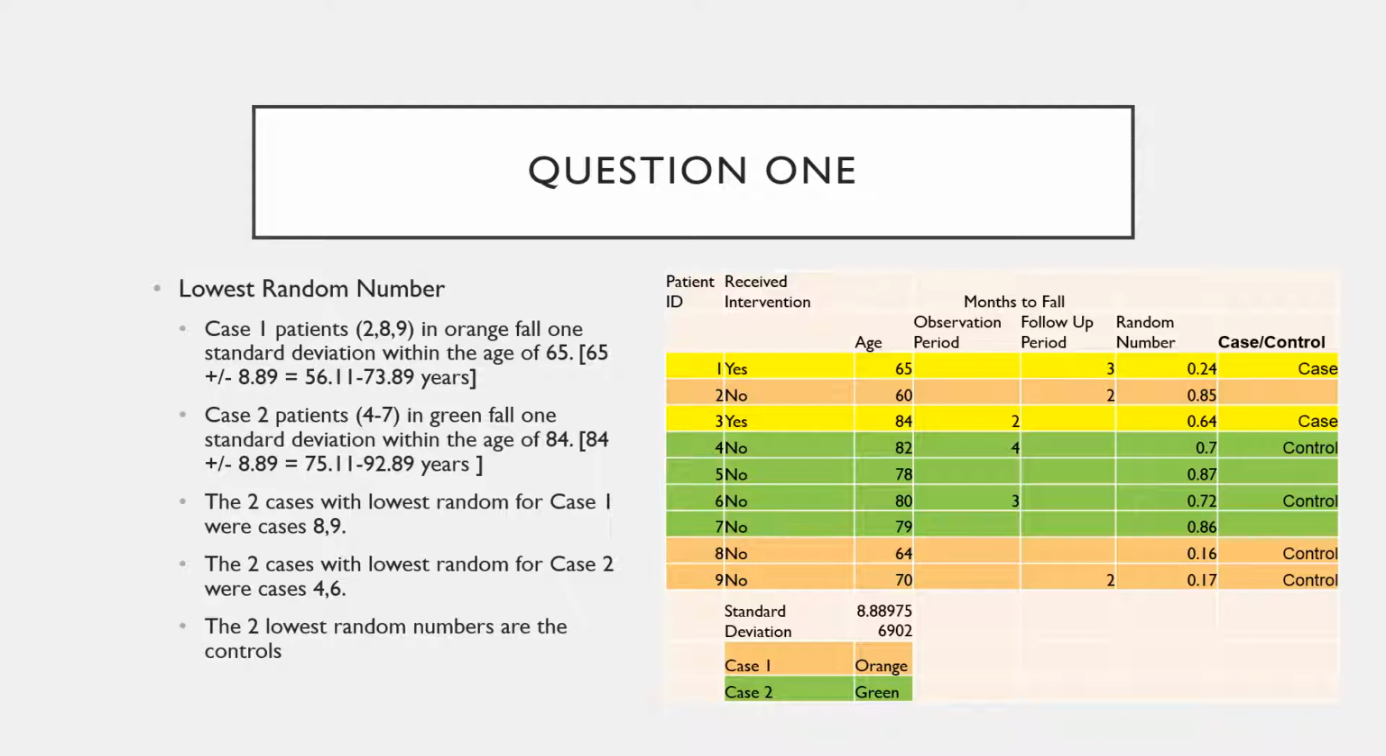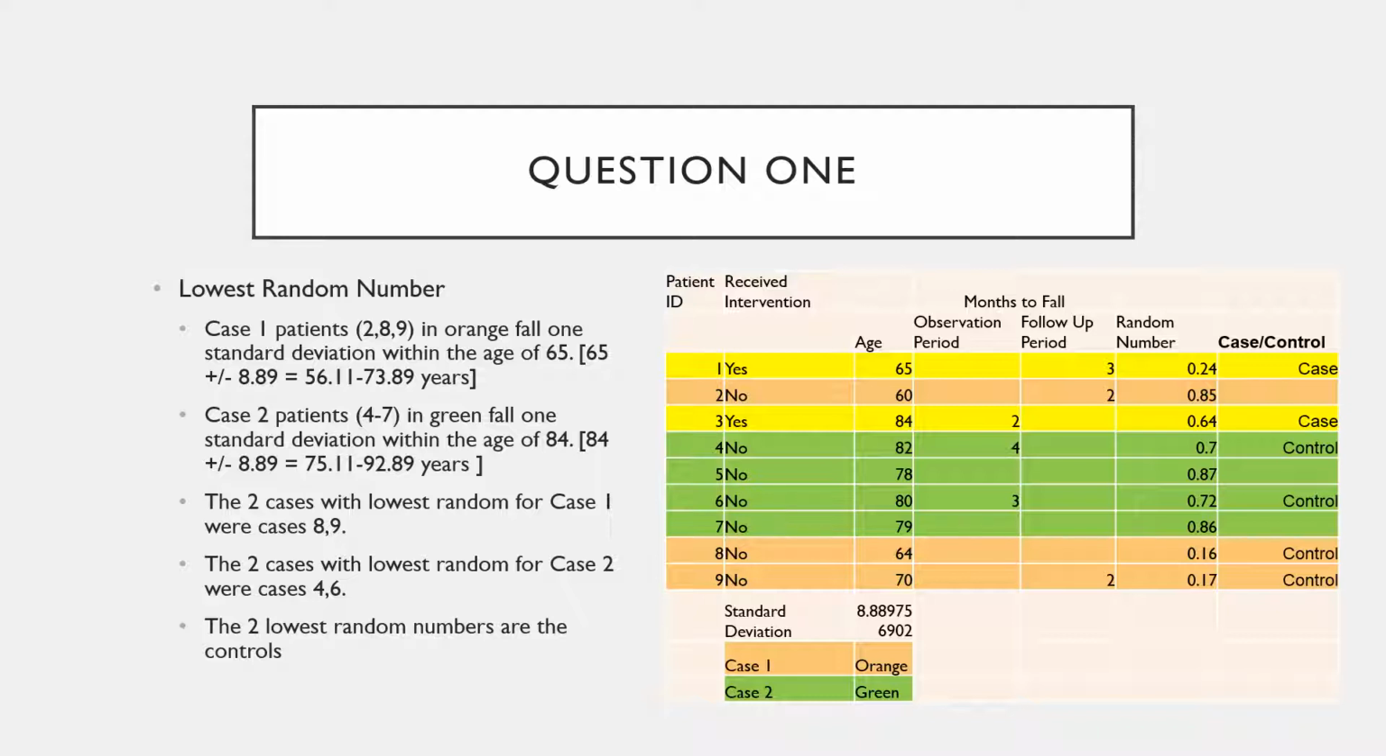The patients that fall within the range of the first patient's standard deviation are patients 2, 8, and 9, which are highlighted in orange. Then we will do the same for case patient 2, whose age is 84, with a similar calculation as patient 1's, which gives us the range of 75.11 to 92.89 years, where patients 4 through 7 fall within that range.